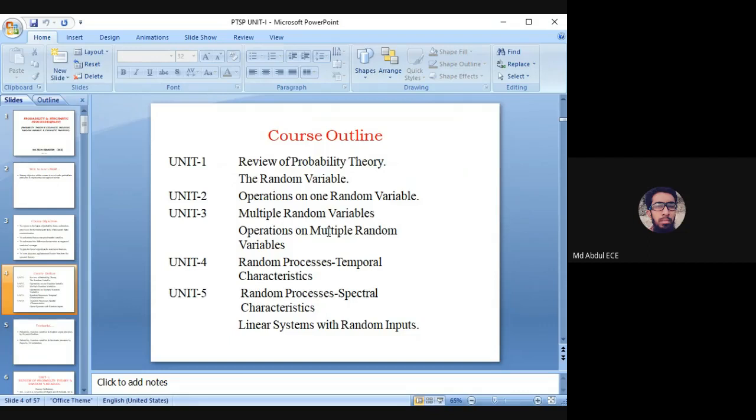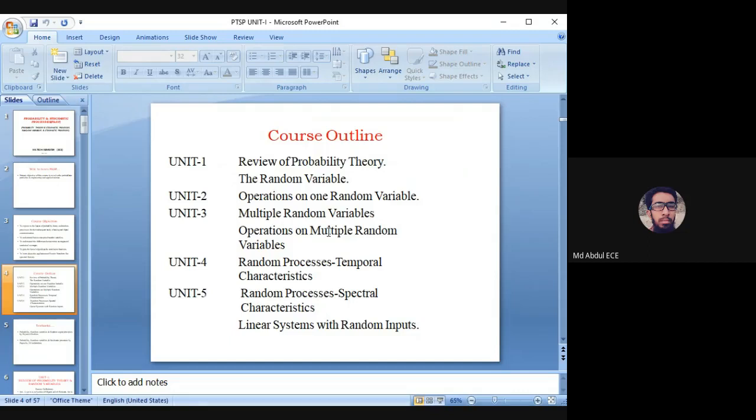If we look at the time domain representation of a random process, then we go for temporal characteristics. If we want to see the frequency domain, then we go for spectral characteristics. And within this fifth unit we have a second part, linear systems with random inputs. This is the course outline of our syllabus, probability and stochastic process, right?